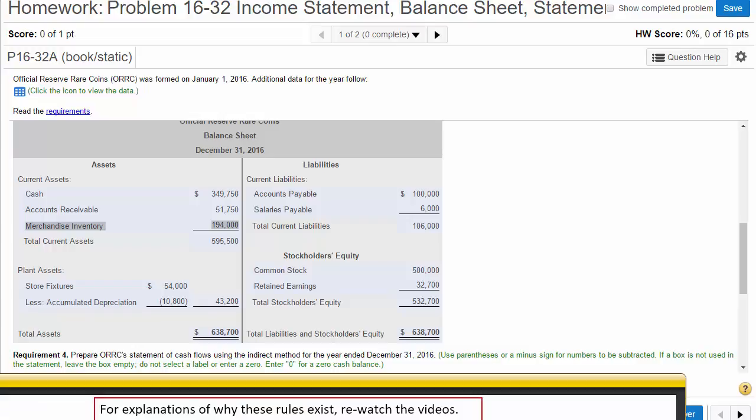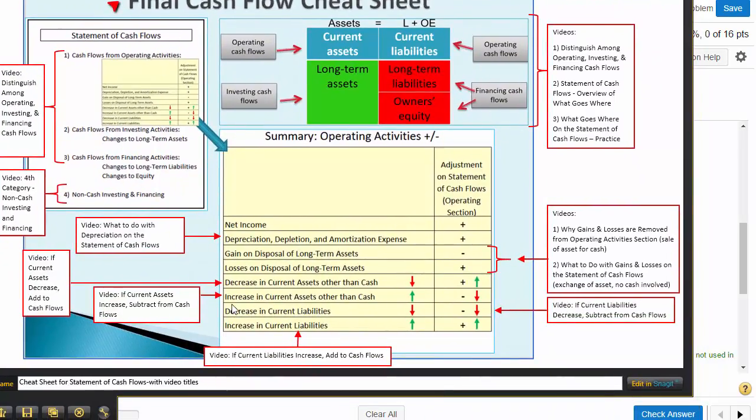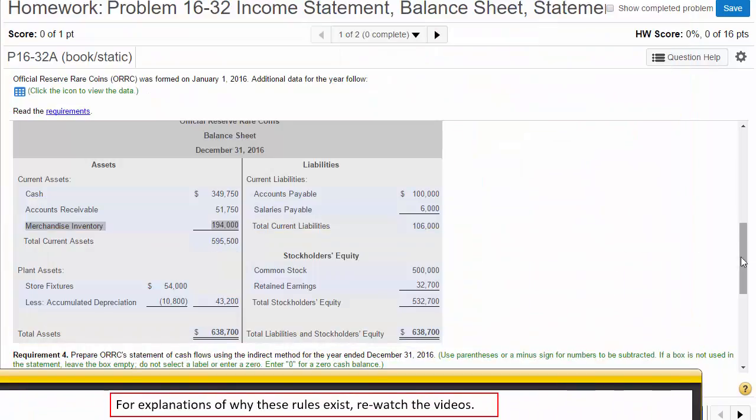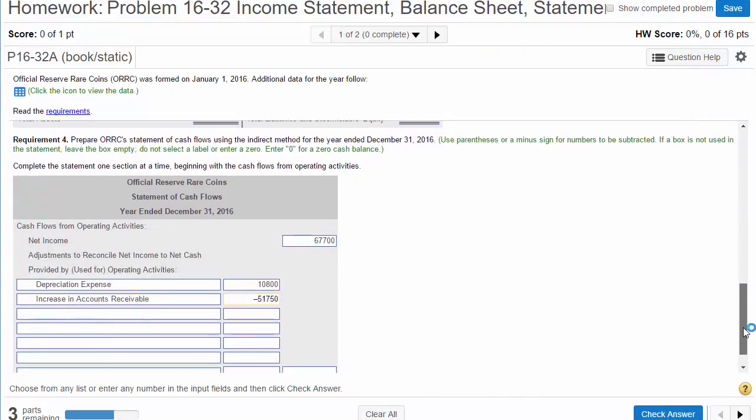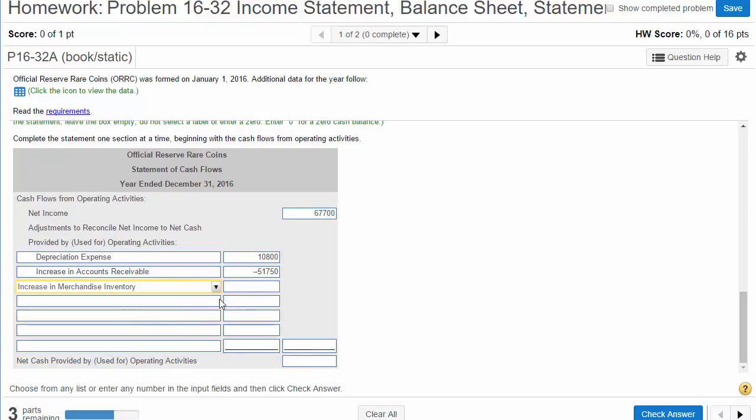Now you might be saying, well, what if we bought that inventory on account? Well, the on account part gets analyzed when we analyze AP. So again, if inventory went up, cash in theory goes down, and that jives with our rules. Increase in current assets, then cash goes down. We subtract. So let's go down to our statement of cash flows. Increase in inventory, and so we're going to put minus 194,000.